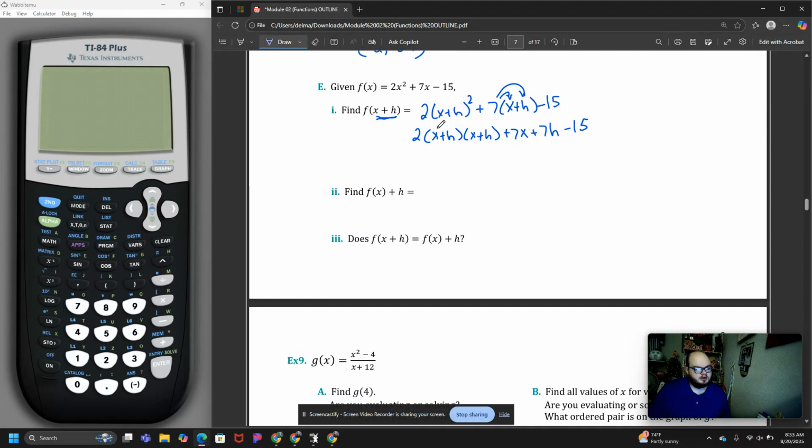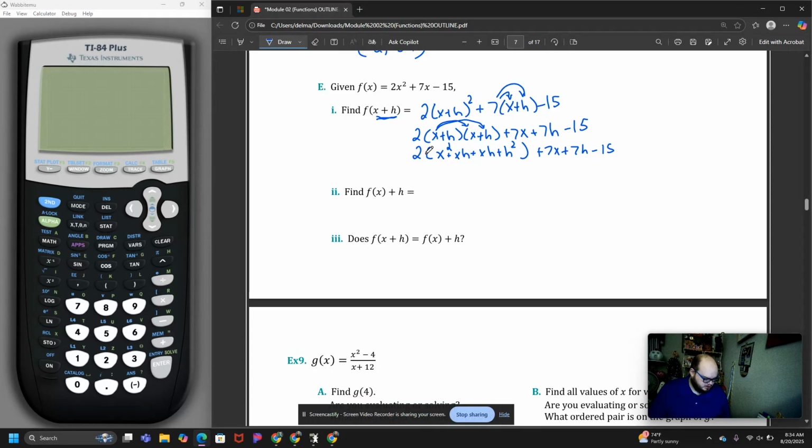Okay. Now we're going to use FOIL. Keep the 2 out front. X times x, x squared, x times h. It's going to be xh. X times h is going to be xh, and h times h is going to be h squared. Okay. Then I'm going to add my 7x, my 7h, and that negative 15.